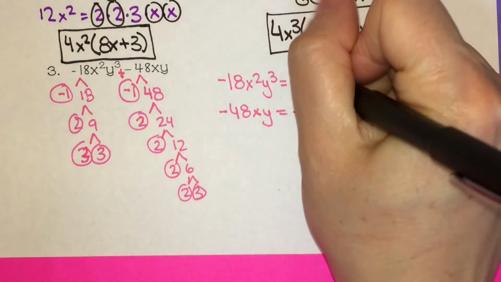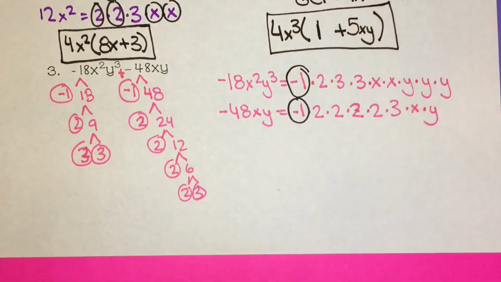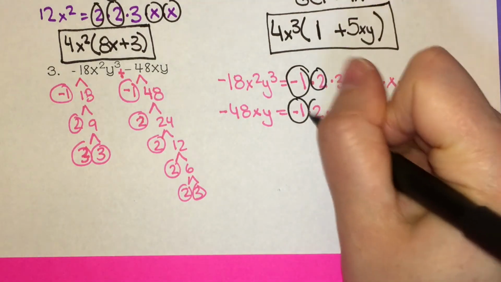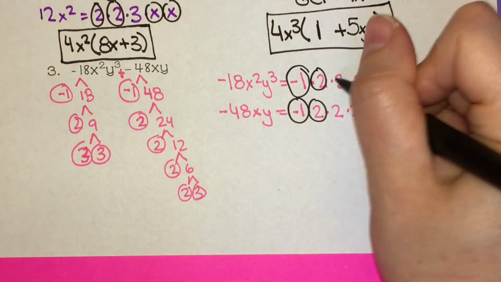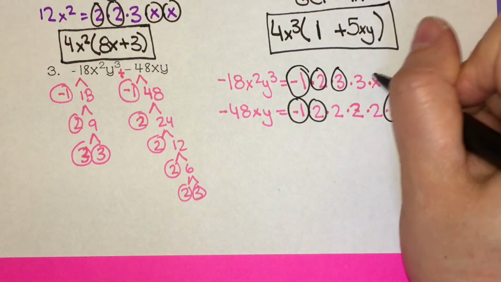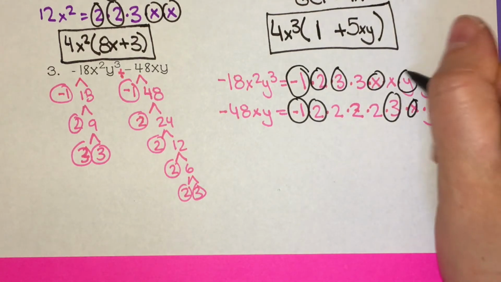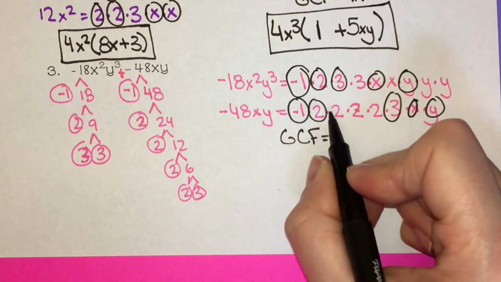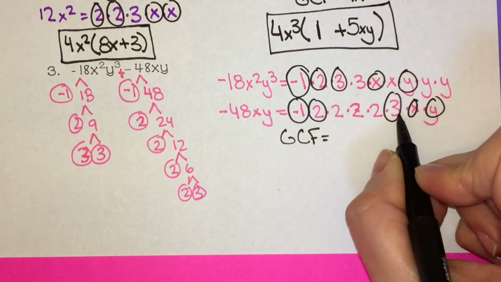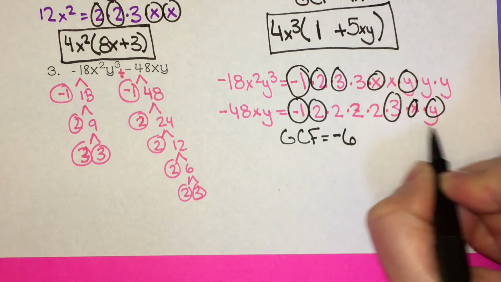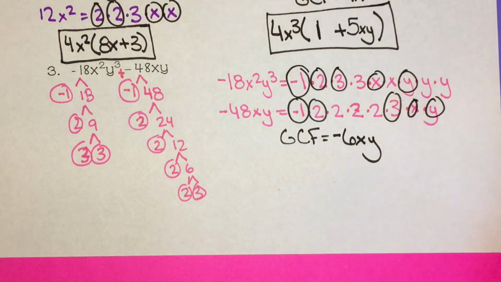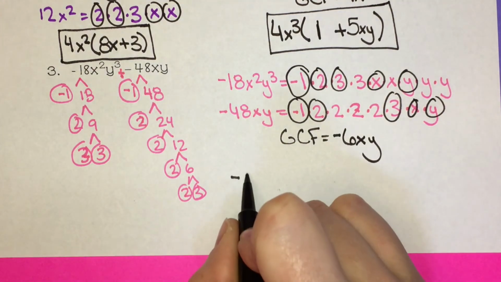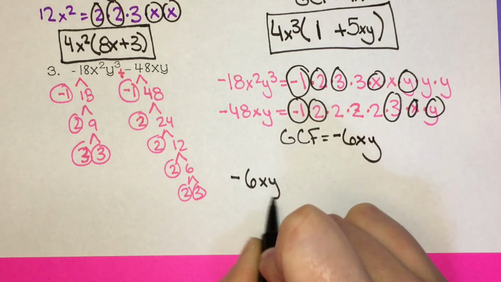All right, negative 1 is multiplied in each. 2 is multiplied in each. We have a 3, we have an x in both, and a y. So, greatest common factor. Negative 1 times 2 is negative 2. Negative 2 times 3 is negative 6, and we have an x times a y. So I'm going to factor out negative 6xy.